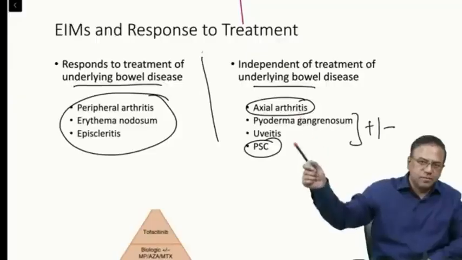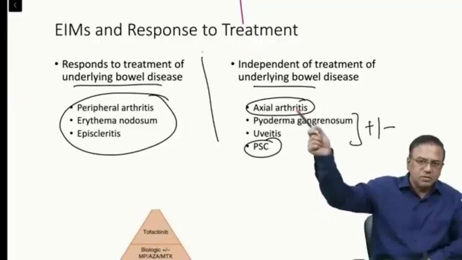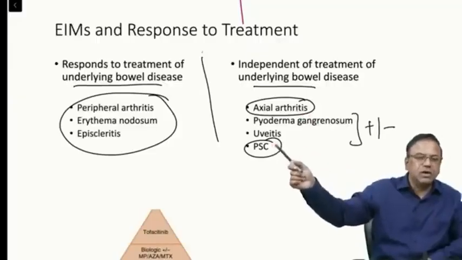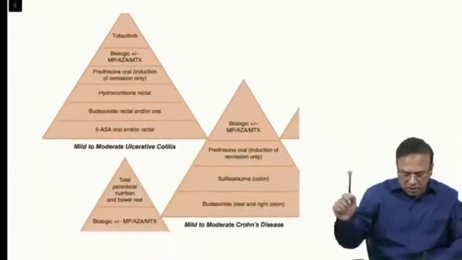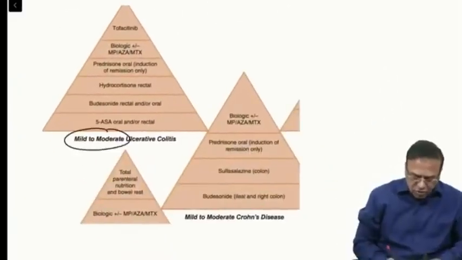They are MCQs for us. These two are plus or minus. Axial arthritis, primary sclerosing cholangitis will not respond. In the treatment, only know mild disease. Don't have to know the full.